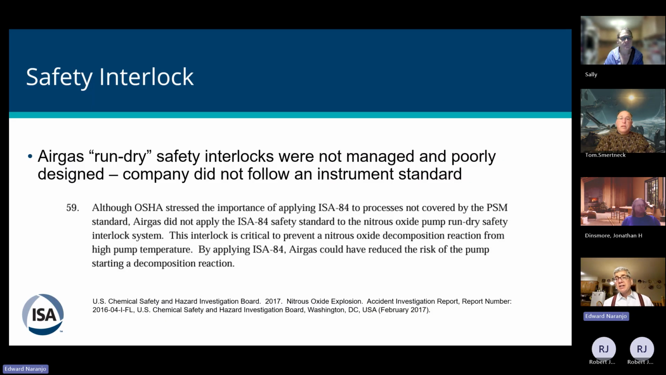As I said, this is something that marks the difference between following the standard because you want to make sure that your process is safe, even if you're not compelled by law to do that, or waiting until OSHA or another organization comes down on you with the full force of the law. So it's an important comment.